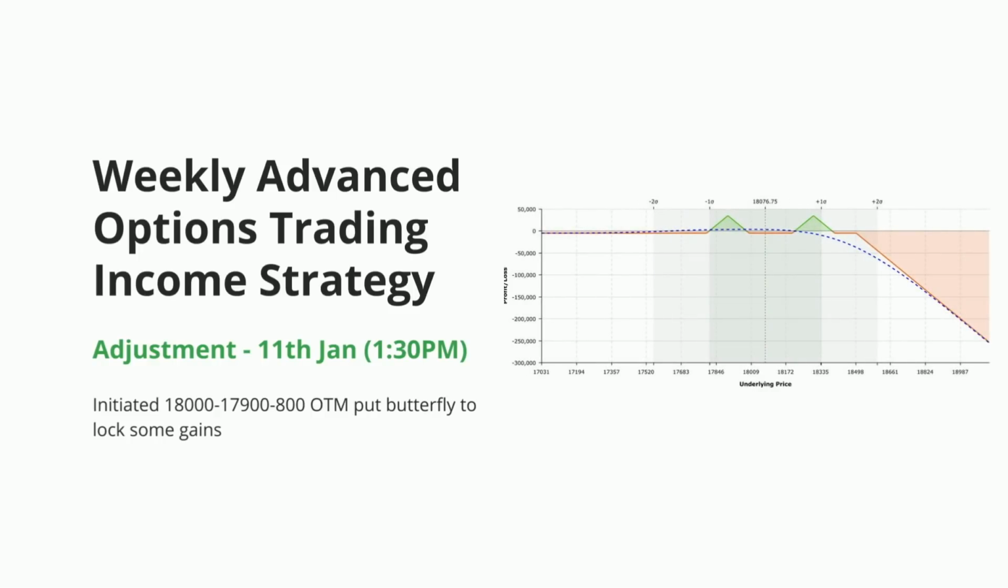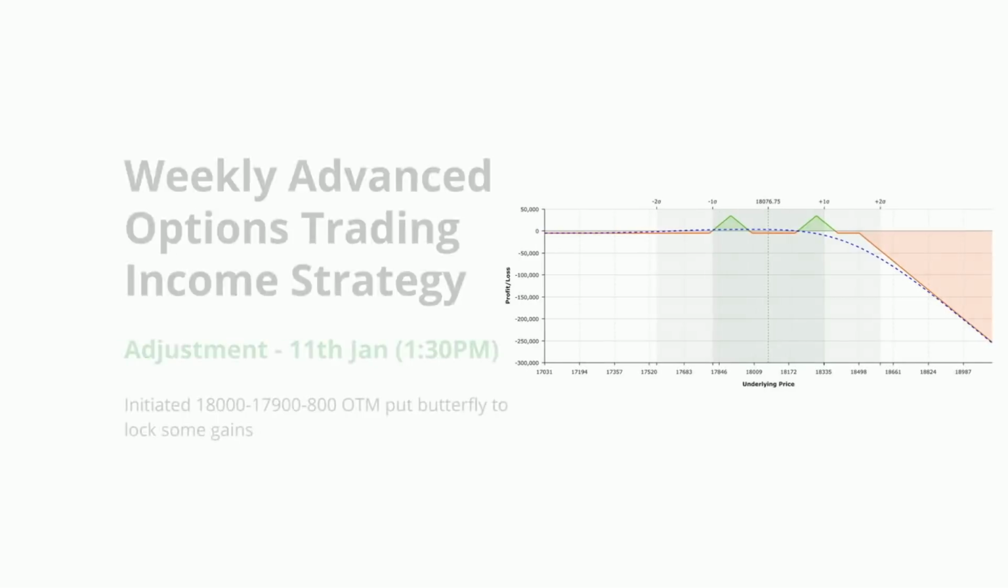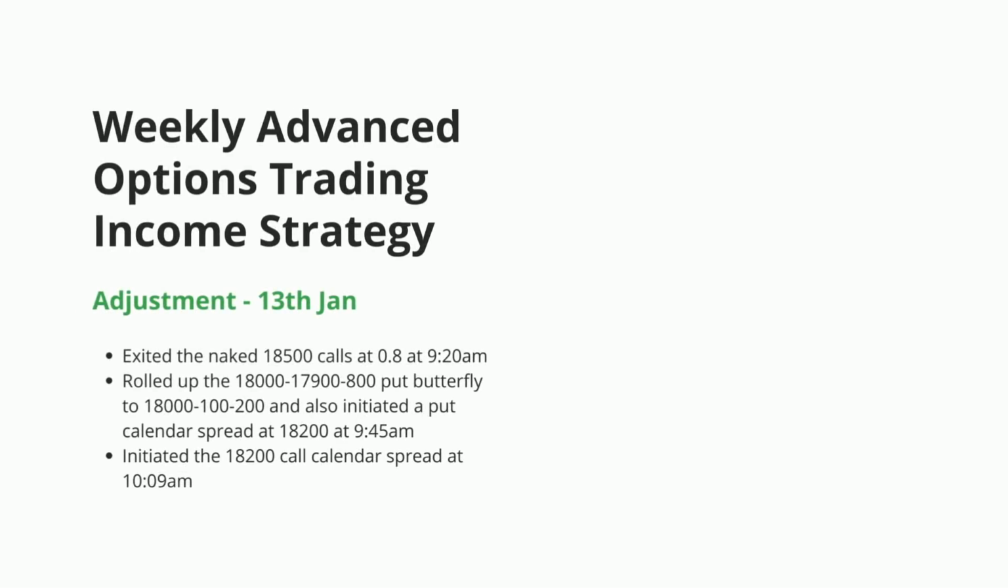I did not make any adjustments on 12 Jan as Nifty gapped up and hovered between 18,170 levels and 18,220 levels. Now to the expiry day. On the expiry day, the first thing I did was to exit the naked 18,500 calls in a profit as I had to free up some capital to make any further adjustments. So I exited the naked 18,500 calls at point 0.8 at 9:20 am.